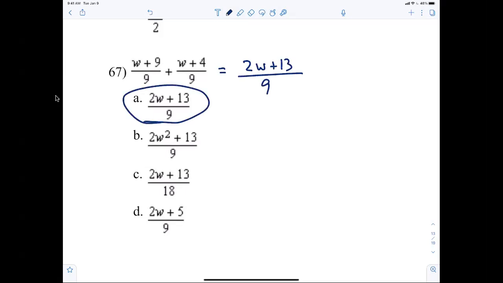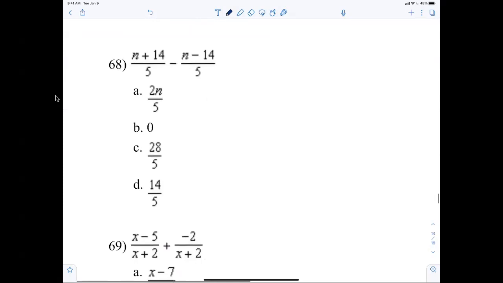Anybody have any problems? They already have common denominators, so just adding the numerators. That's it. Now here, most people make a mistake because again, they forget to what? Distribute the negative. So this becomes a positive, negative, positive. So what happens to the ends? Right. So after all that, it was just 28 over 5.